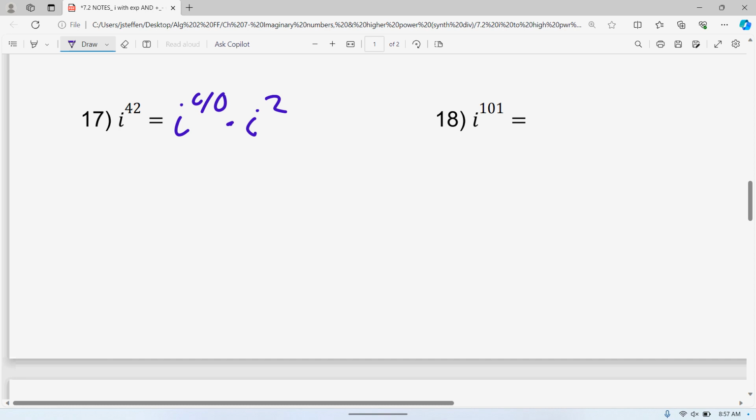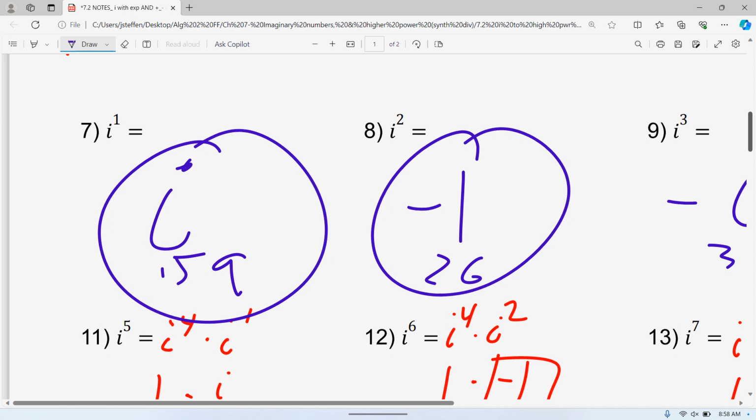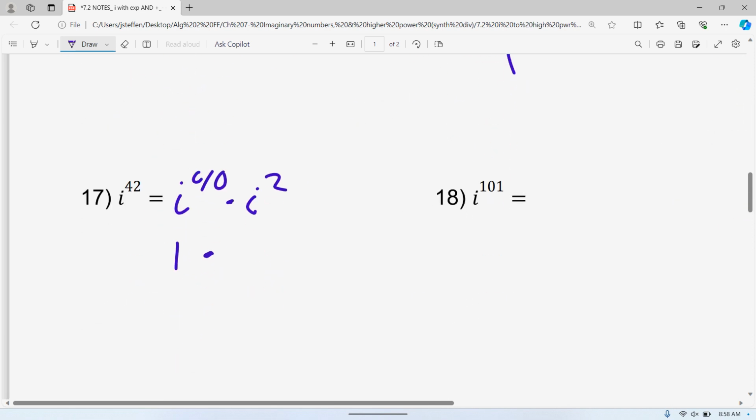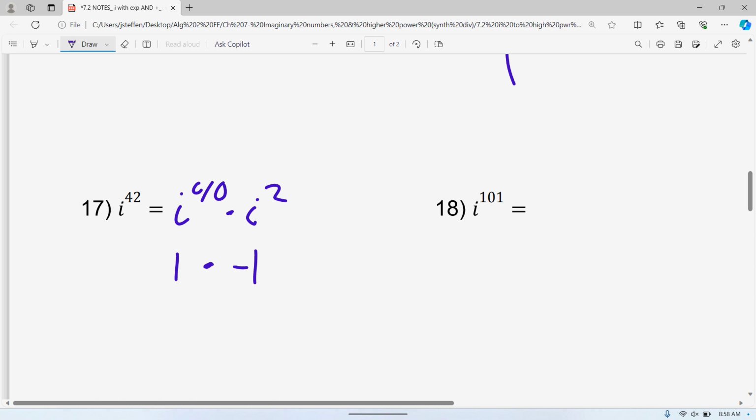If you need to count, you can. 1, 2, 3, 4, 5, 6, and so on and so forth. Once you get to 39, 40, divisible by 4, so that was just going to be 1, so that's a wash. So i squared, well now we know, and if you need that chart, you can. I squared, we get -1. That's what we just talked about at the beginning of the lesson. So i to the 42nd comes down to -1.